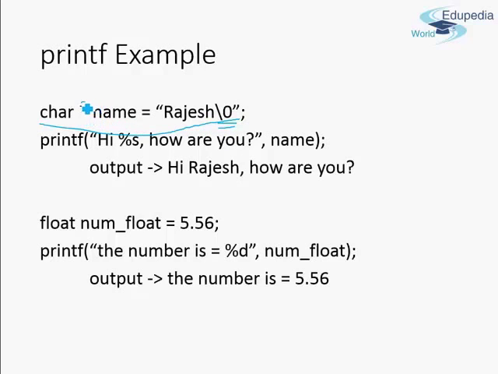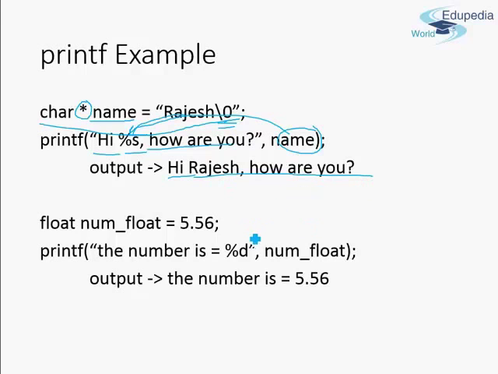A pointer is indicated by a star or asterisk operator just before the variable name. So char *name equal to "Rajesh" terminated by \0. Now we are printing this: hi percentage s, how are you? The value of name will be substituted here in place of percentage s, and the value of name is actually Rajesh. So the output will be hi Rajesh, how are you?